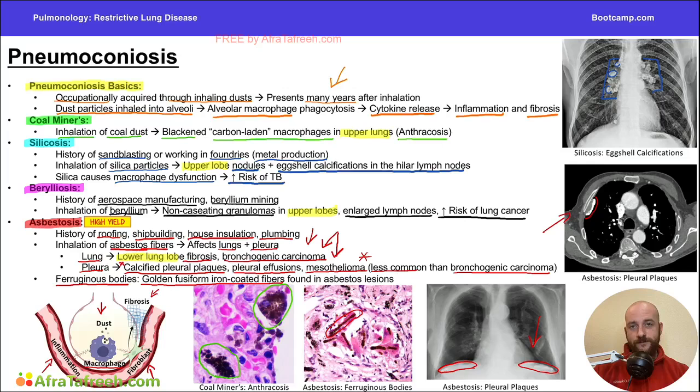hilar lymph nodes, and furthermore, they can get an increased risk for tuberculosis. Berylliosis, people that work in aerospace manufacturing or beryllium miners can see non-caseating granulomas and enlarged lymph nodes in the lungs, as well as they can get an increased risk for lung cancer. And lastly, in asbestosis, roofers, shipbuilders, house insulators, and plumbers are going to see disease in the lungs and the pleura. In the lungs, we can see fibrosis and bronchogenic carcinoma, whereas in the pleura, we can see those calcified pleural plaques, the pleural effusions, and mesothelioma. And furthermore, in the asbestos lesions, we're going to see those iron-coated fusiform-shaped rods called ferruginous bodies.